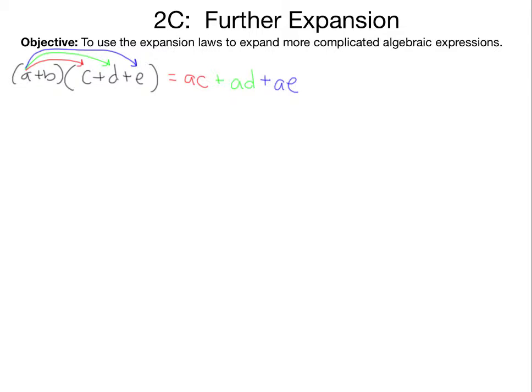Next, we're going to take the B and distribute to all the terms in the second trinomial. So we're going to start by taking B times C, and that's going to give us BC, so plus BC. Then I'm going to take the B and distribute to the second term in the second parentheses. So that's going to be B times D. So I'm going to add B times D. And finally, I'm going to take a positive B and times it by a positive E, which is going to give us plus BE.